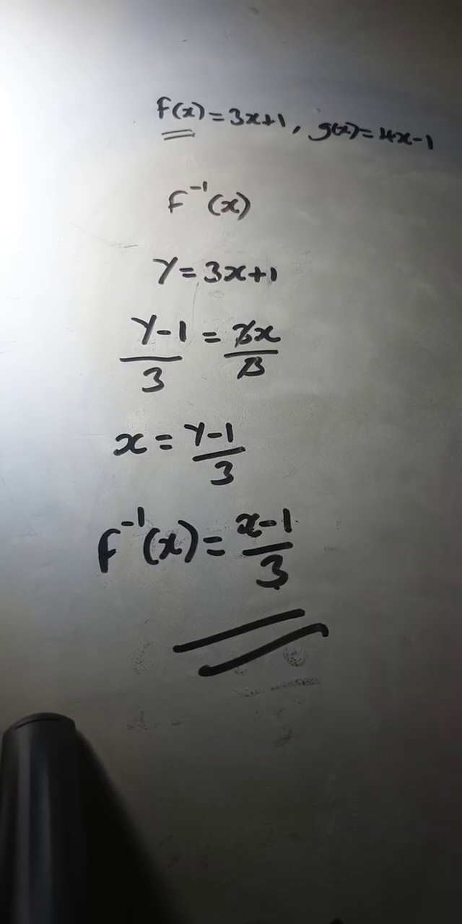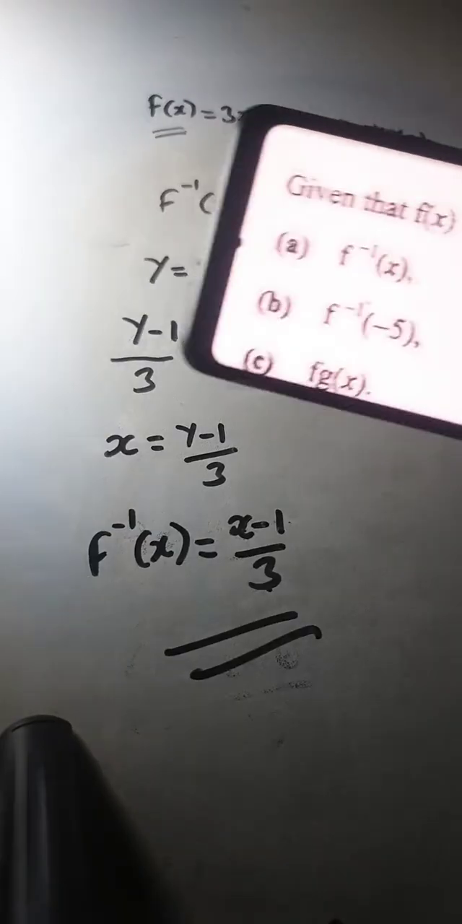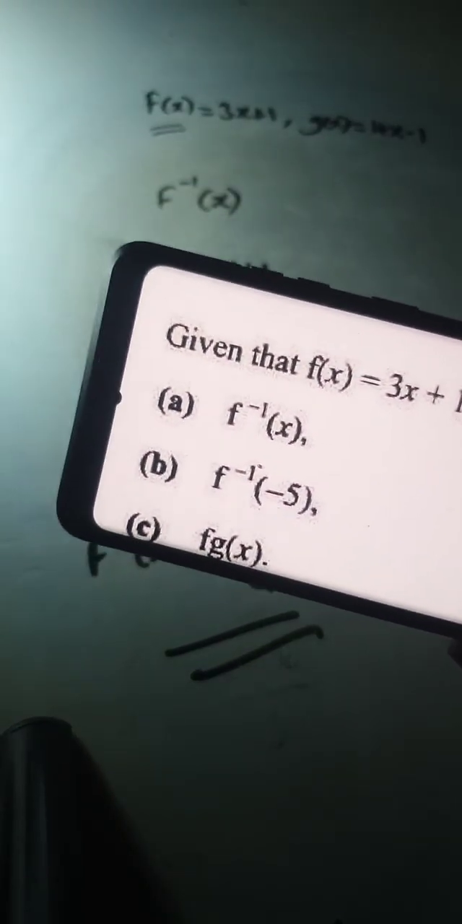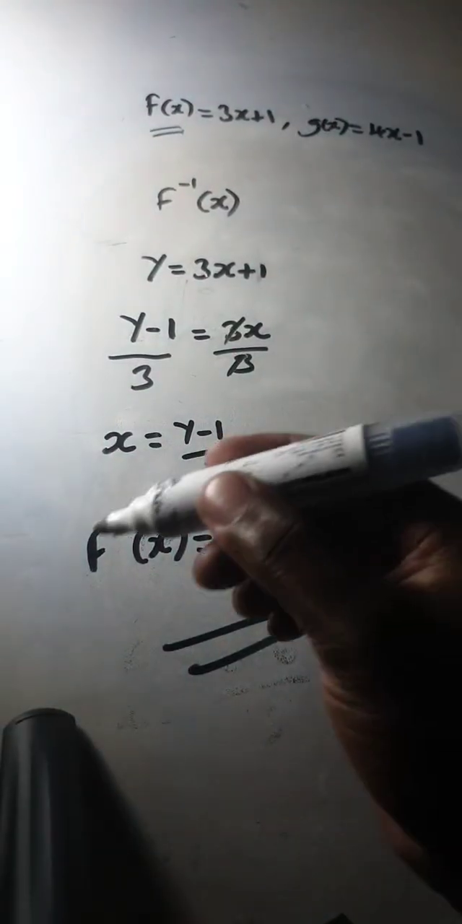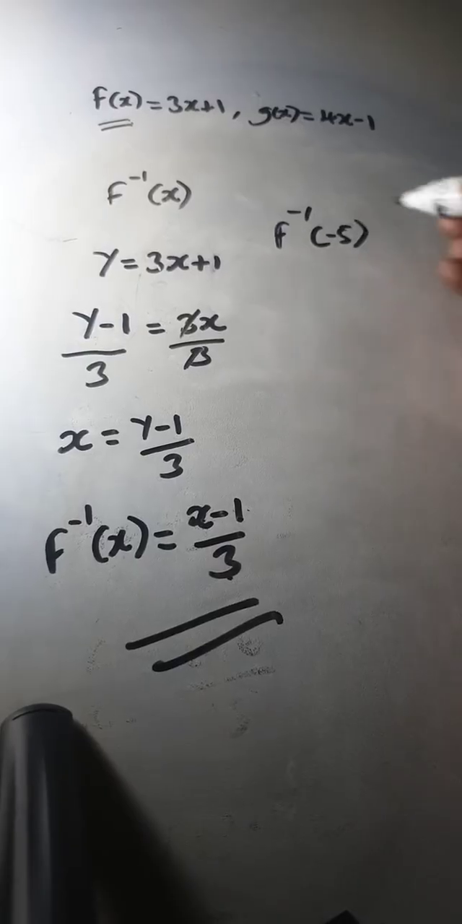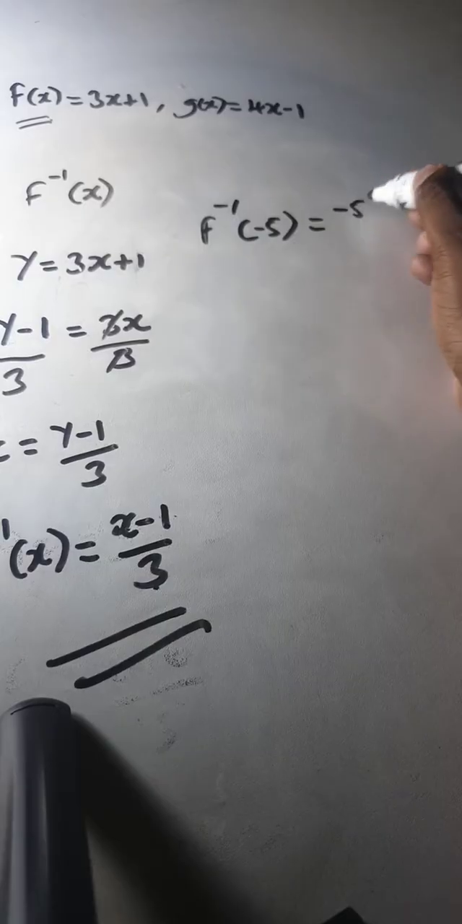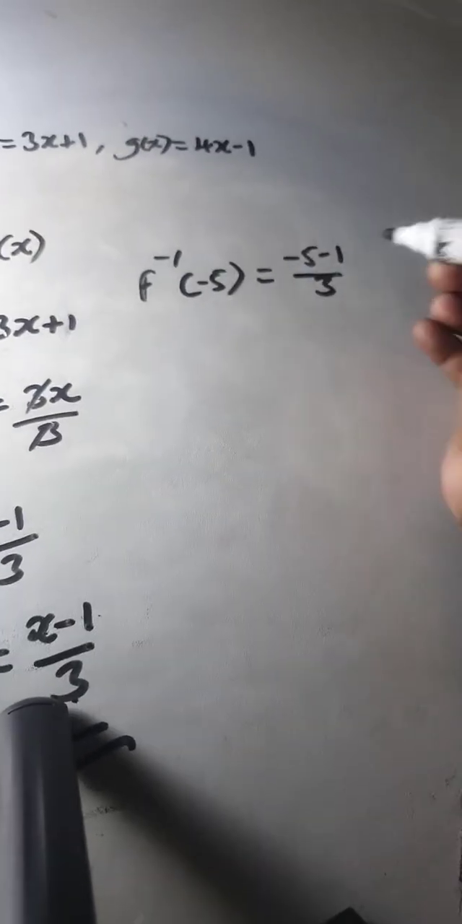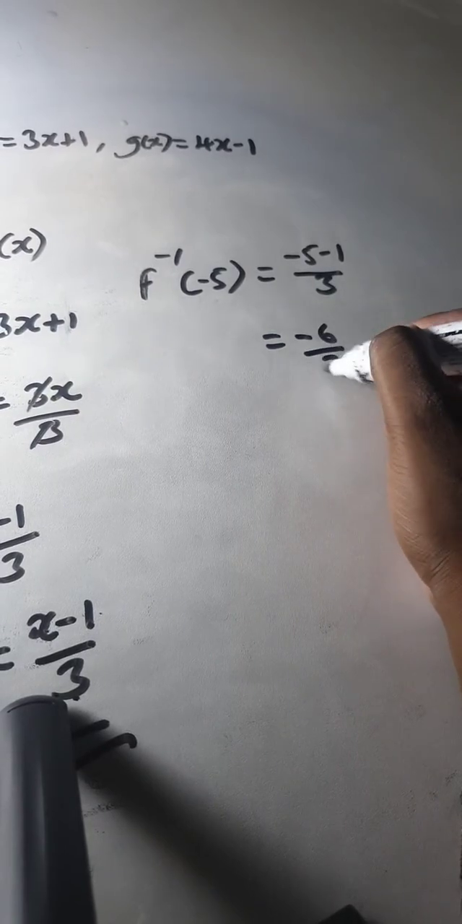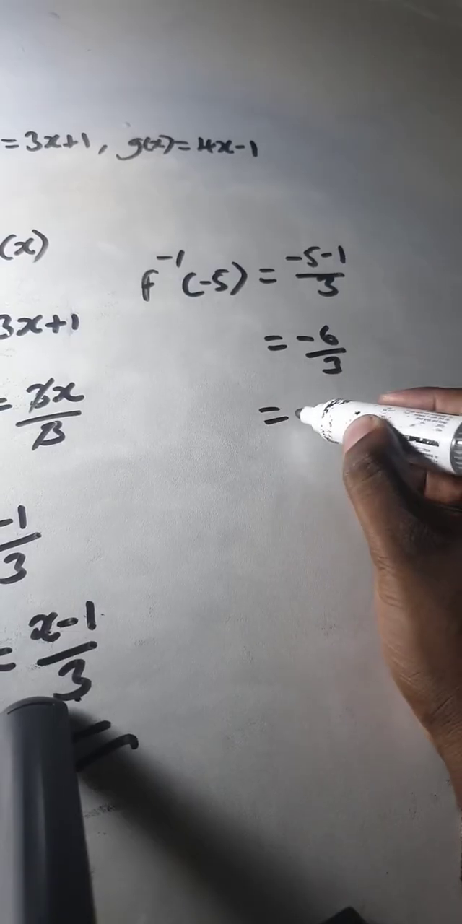Then B is saying now find the inverse of f of -5. So if you compare A and B, you find that where there is x, there is now -5. So from this question, we replace where there is x with the -5. So we have -5 minus 1 over 3. -5 minus 1 is -6, divided by 3. So -6 divided by 3 is -2.